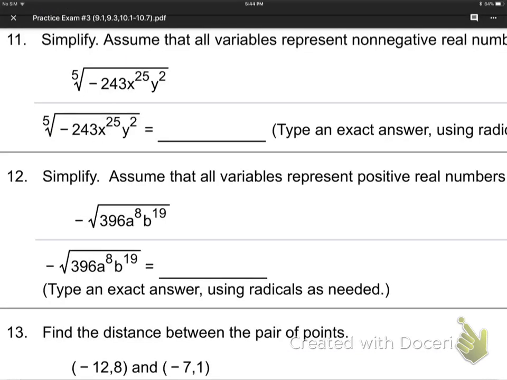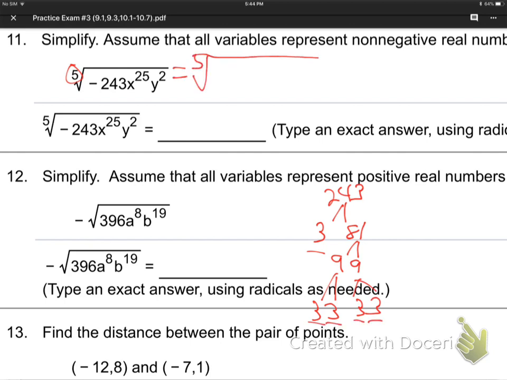Okay, so we have a 5 in the hook. So this is a 5 shipper. I'm going to take that 243 over here, break it down. Use your calculators. 3 times 81, 9 times 9, 3, 3, 3, 3, and 1, 2, 3, 4, 5 threes. So this is the 5th root of, and then we get negative 3, negative 3, negative 3, negative 3, negative 3. 5 negatives is negative 243.